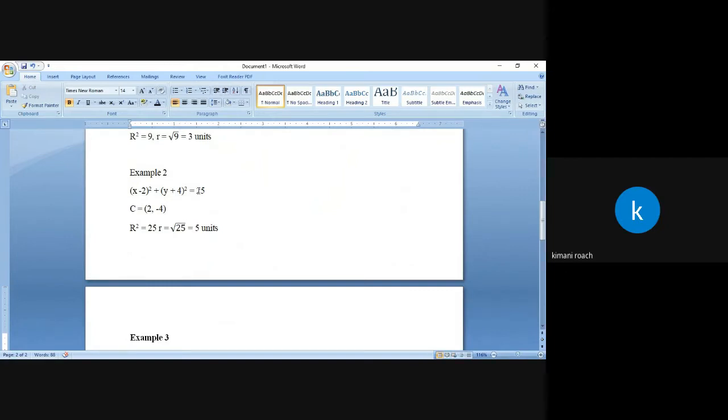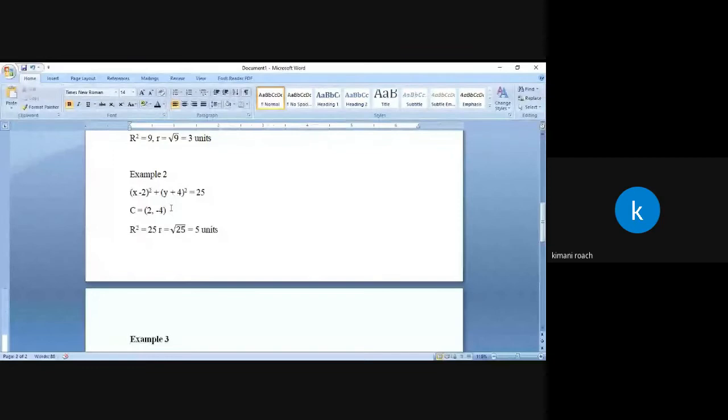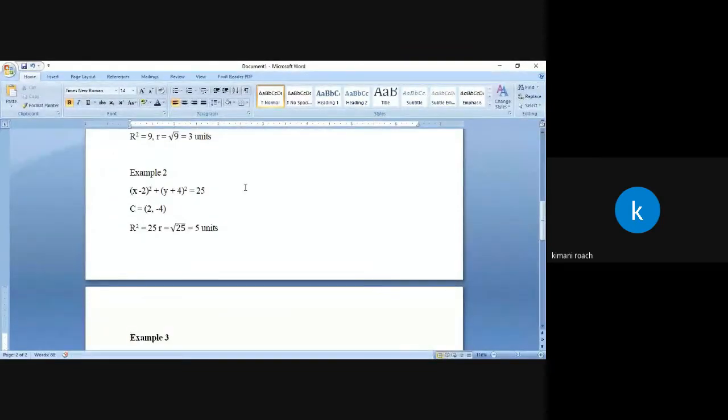Based on what we did in the previous video, we know that the center would be (h, k), where h is 2, it's the opposite of whatever is here, and k is also the opposite of what is here, so k would be negative 4. Now since r squared is 25, r is going to be the square root of 25, which is 5 units. So now that we have what we need, we have our center, which is (2, −4), and the length of our radius, which is 5 units.